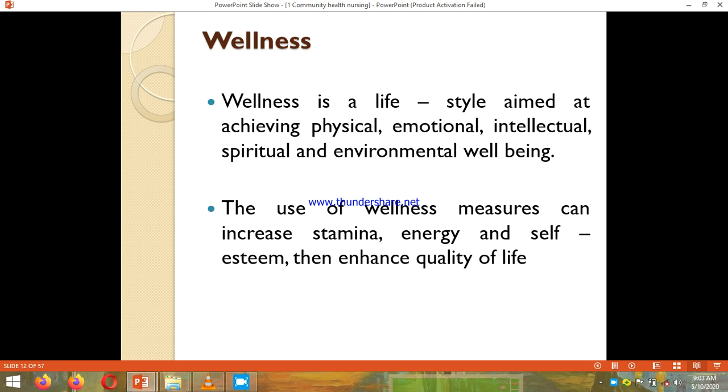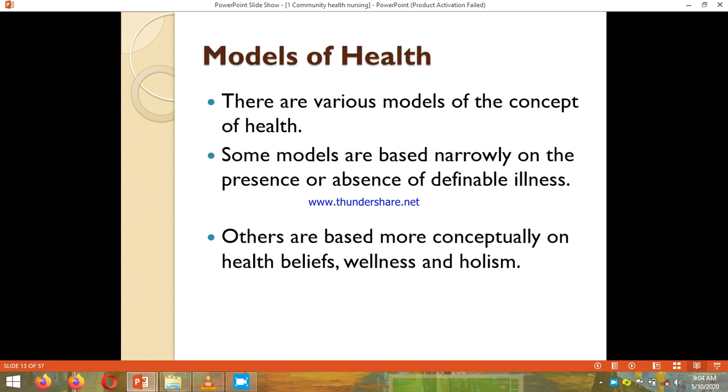When we compare, for example, the self-esteem of smokers and non-smokers, smokers' self-esteem is lower. They find it difficult to approach other people, because the smell of cigarettes changes their odor, and they become distant from people. Their self-esteem decreases. If they change their lifestyle from smoker to non-smoker, they will increase their self-esteem and their stamina and finally increase their quality of life.